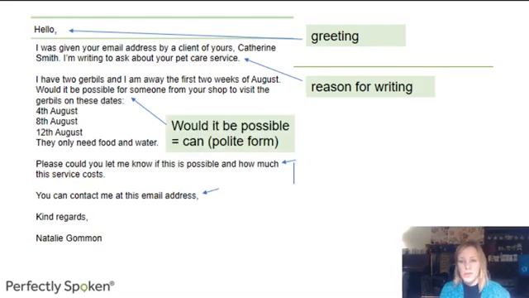You've got, oh, by the way, would it be possible? Would it be possible is an elegant way of saying can. So, for example, can you look after my gerbils? Or would it be possible for you to look after my gerbils? Usually more formal, more language. Okay.